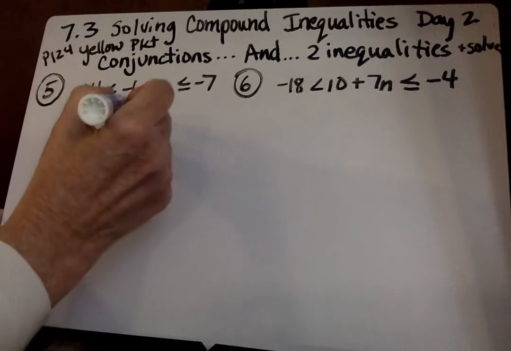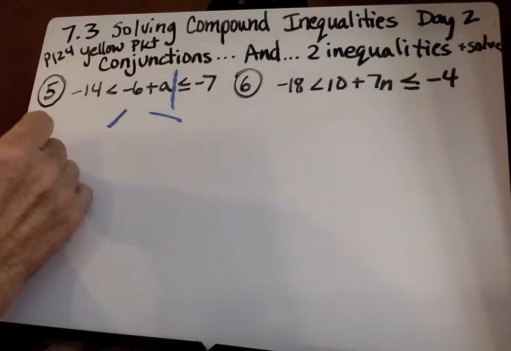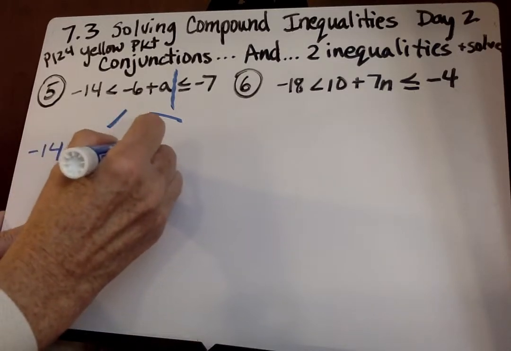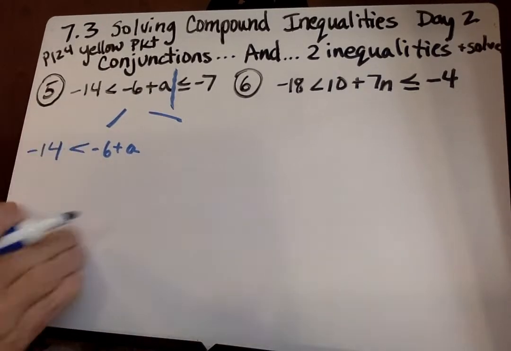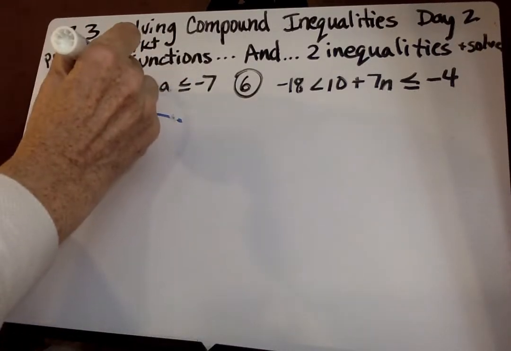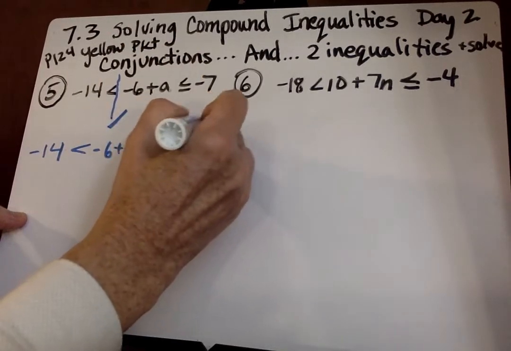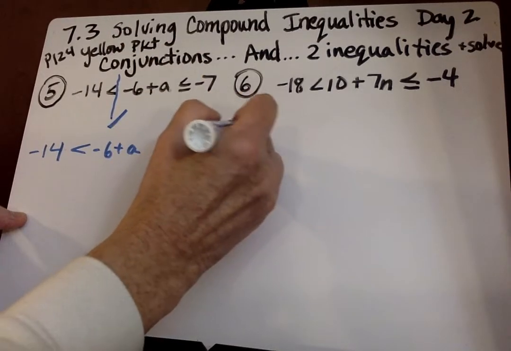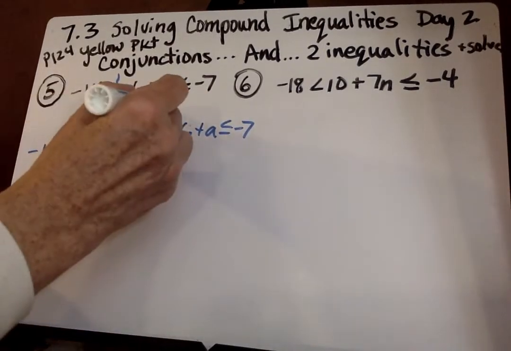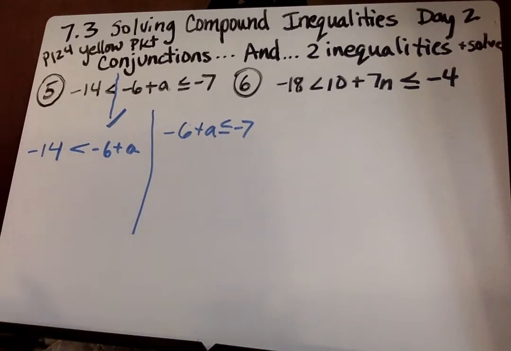We make two equations. One, it'll be cut off there. So I put negative 14 is less than negative 6 plus a. We cut it off right there. Then we solve with that. Then the second one, we're going to stop right here, and we say that negative 6 plus a is less than or equal to negative 7. And then we solve. So it'll be like two different equations, and then we'll put them together towards the end.